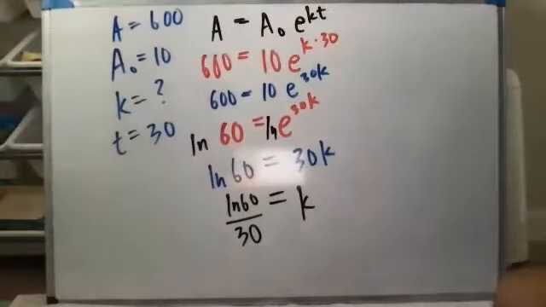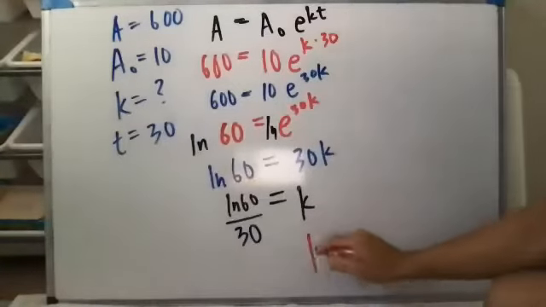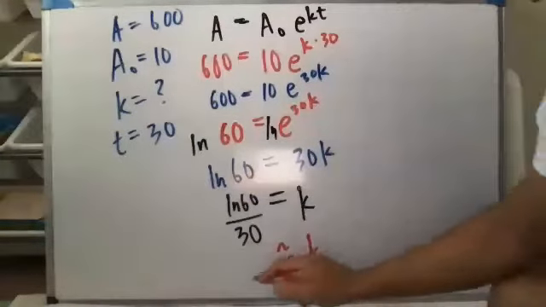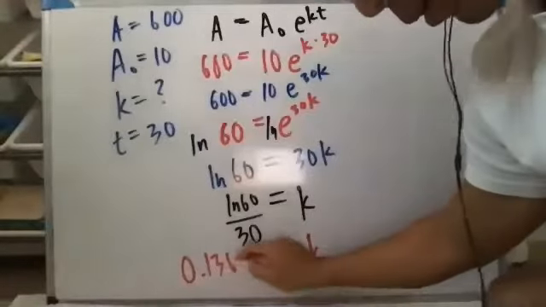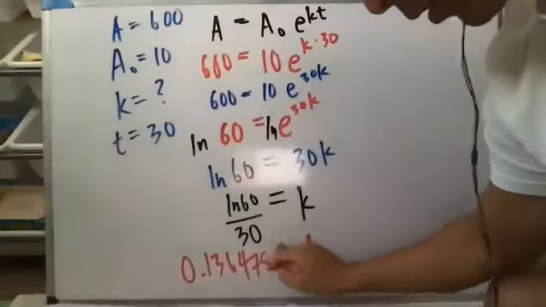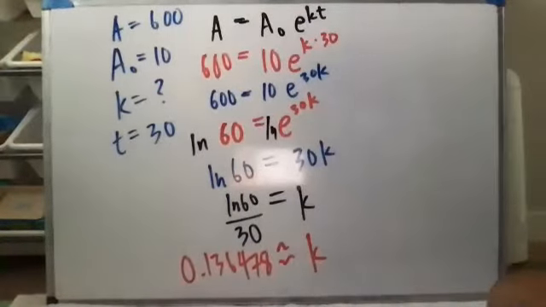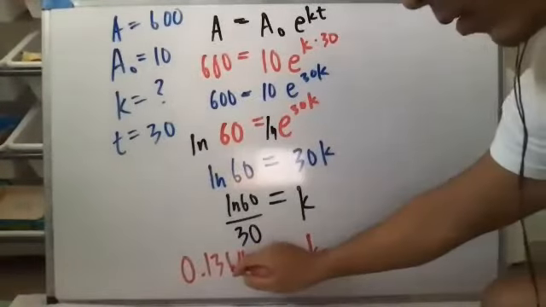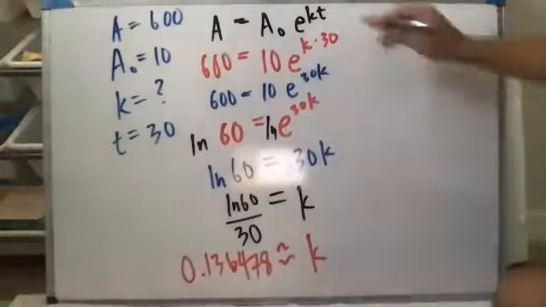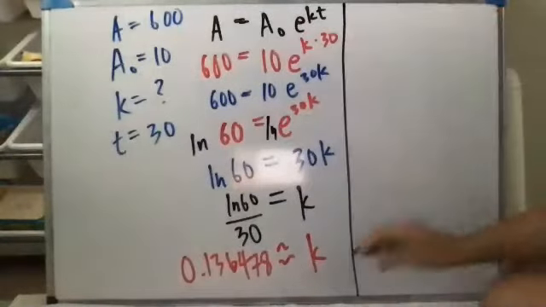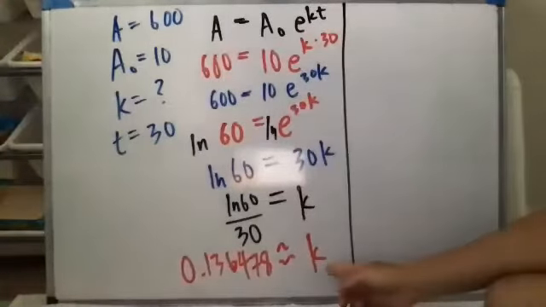All right, so k then is equal to about, roughly, plugging this into my calculator, 0.136478. And you want to leave a good number of decimals just so that you don't lose too much accuracy when you plug the thing in. So this is what I was saying earlier: we just plug in all the numbers we're given until we solve for the one that's missing.